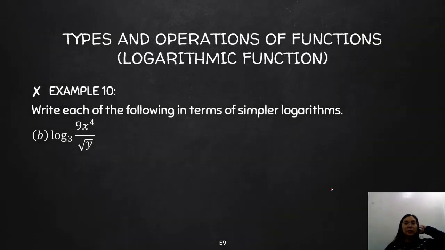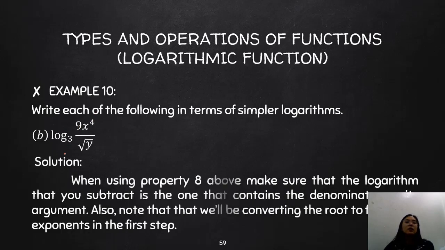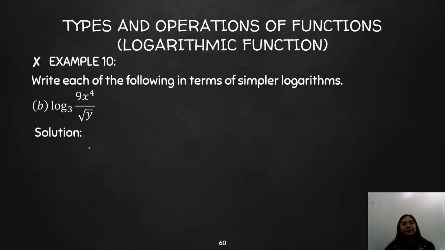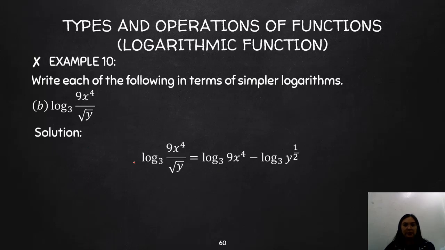And let's take a look at another example. Your ln of 9x raised to 4 over square root of y to the base 3. When using property 8 above, make sure that the logarithm that you subtract is the one that contains the denominator as its argument. So, ibig sabihin itong nasa denominator siya po yung ima-minus natin. Such that this becomes the log of 9x raised to 4 to the base 3 minus the log of y raised to 1/2 to the base 3.